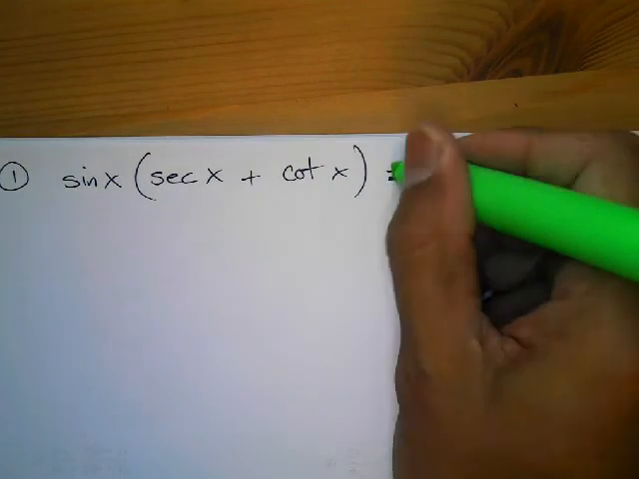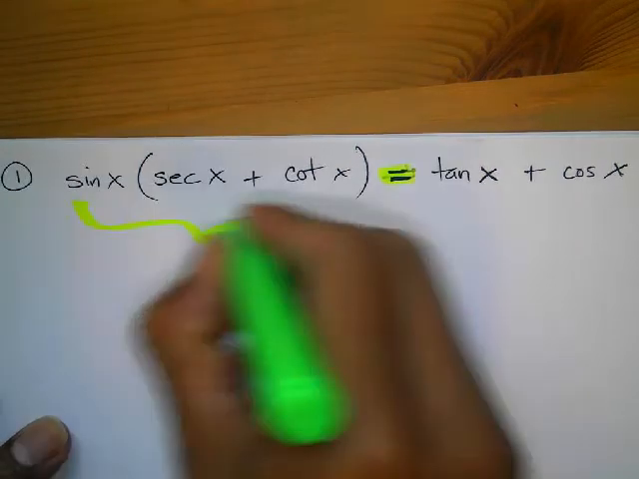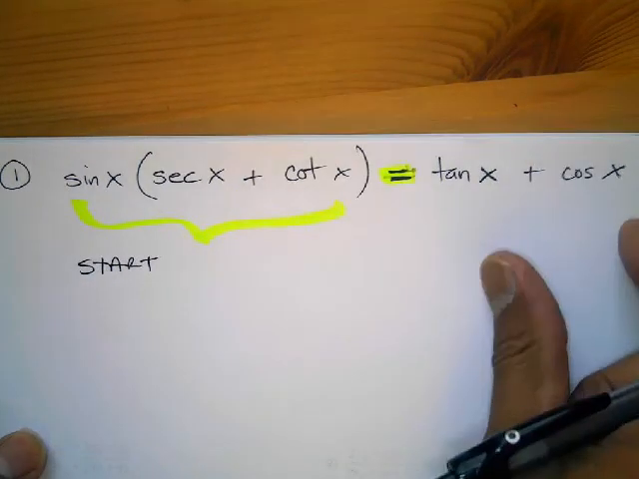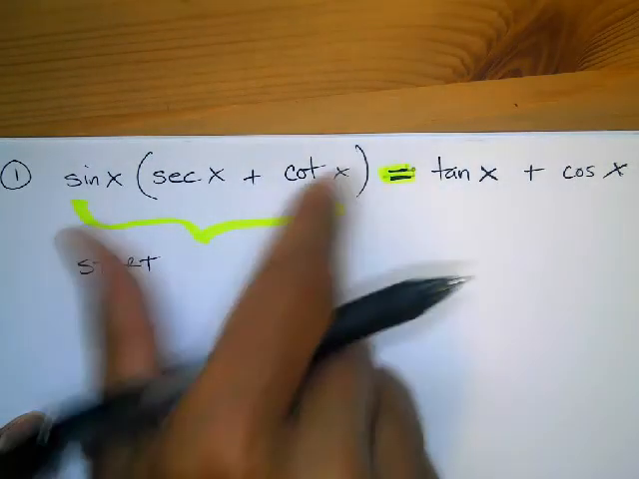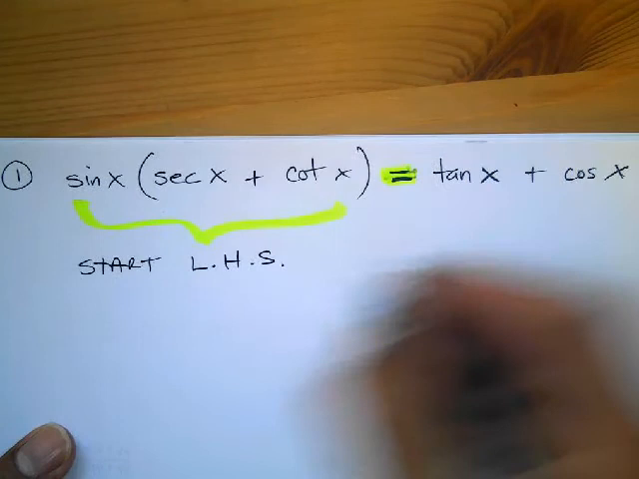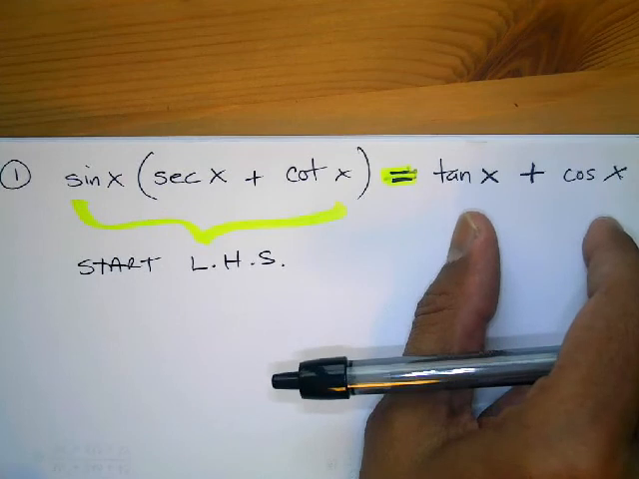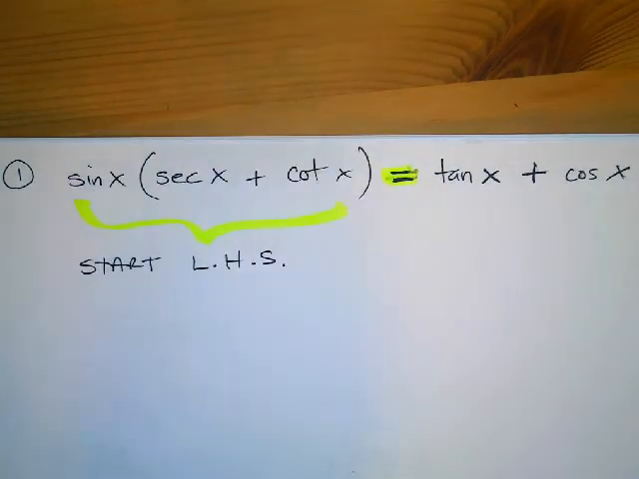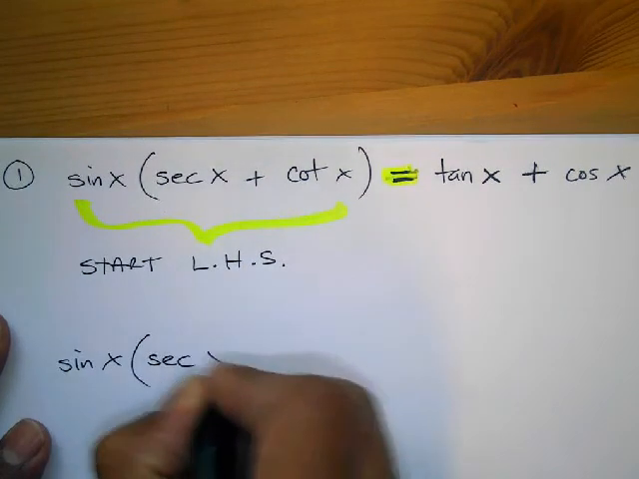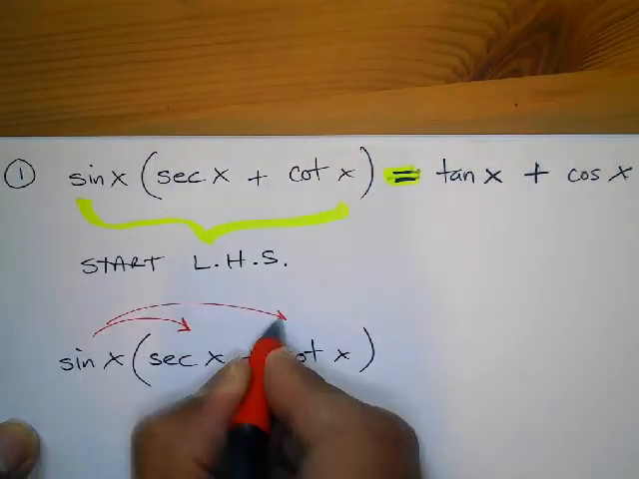What's the good thing about this one? This is one of those problems where, remember when you have the equal sign, we already know we're going to start with the left-hand side. Sometimes there are problems where you start with the right and make it equal the left, but here we're starting with the left side and eventually getting to this answer. It's like giving us the answer, what it's supposed to equal. So we're only going to work with this part, where you see the distributive property. Let me copy it again: sine of x times secant of x plus cotangent of x.